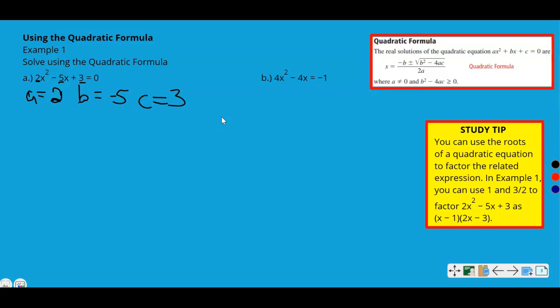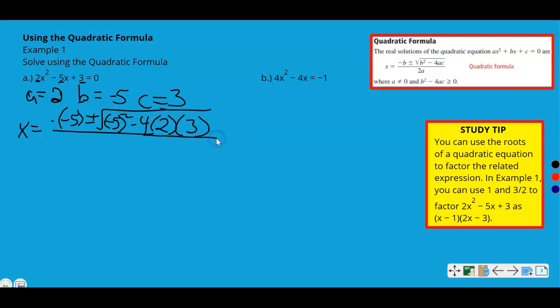All right, so to solve using the quadratic formula, we're just going to plug in our numbers. So we have negative b, so we're going to have negative 5 because b is negative 5, plus or minus the square root of b squared minus 4 times a times c all over 2a.